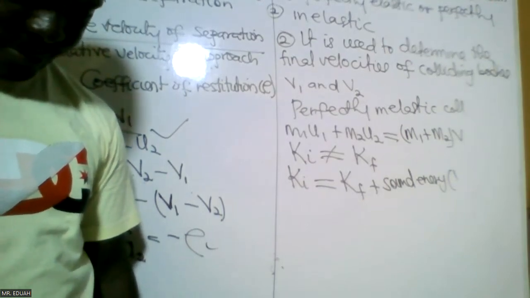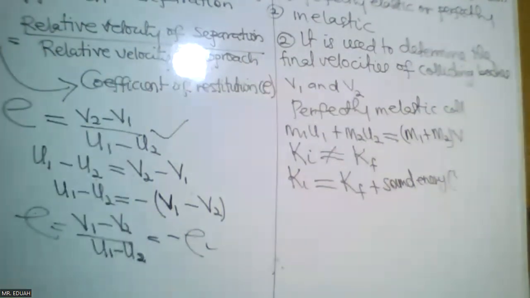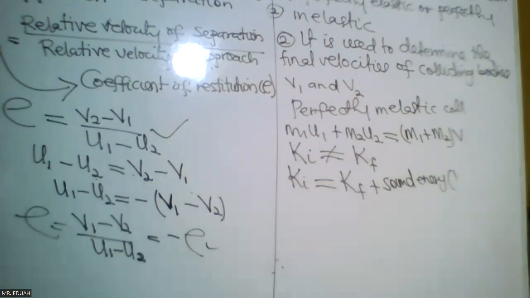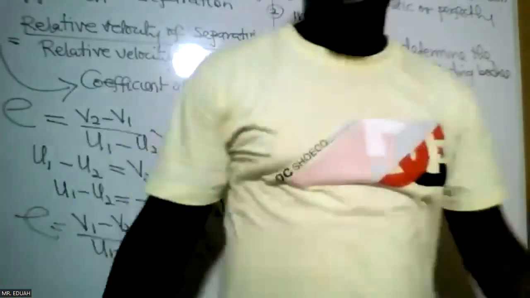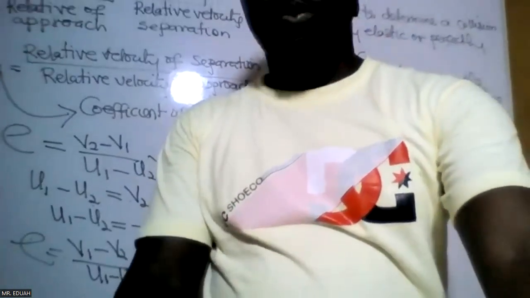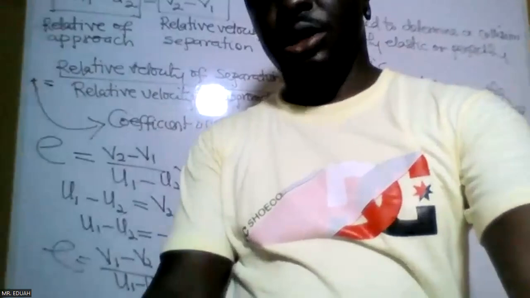Please, the final velocity in elastic collision is not the same for the colliding bodies? Kinetic energy is conserved in elastic, but it is not conserved in inelastic. So which one are you asking about? The final velocities in elastic of the colliding bodies, are they the same? They are almost the same. The thing is that, you see, we can't have a perfectly elastic or inelastic collision.